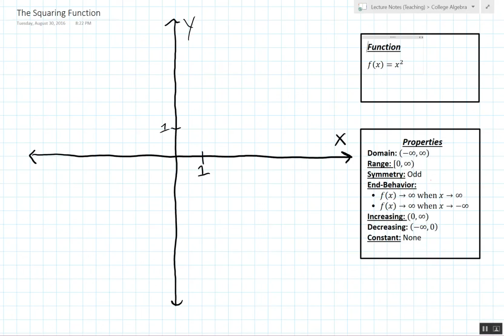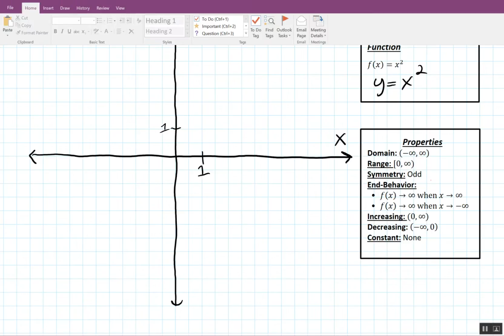So again, if we think about f of x being equal to y, if we want to know what the graph is, it's just really the graph of the equation y equals x squared. So let's plot some of the points that are on that.